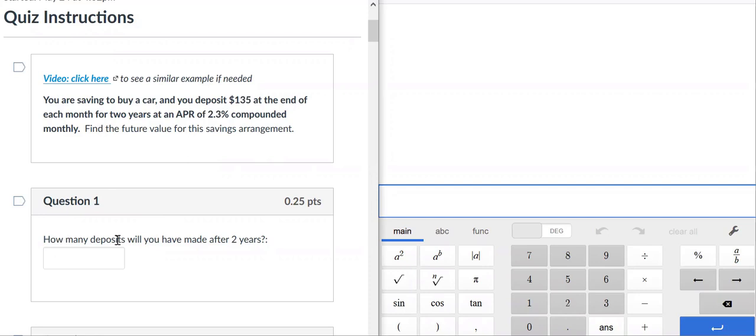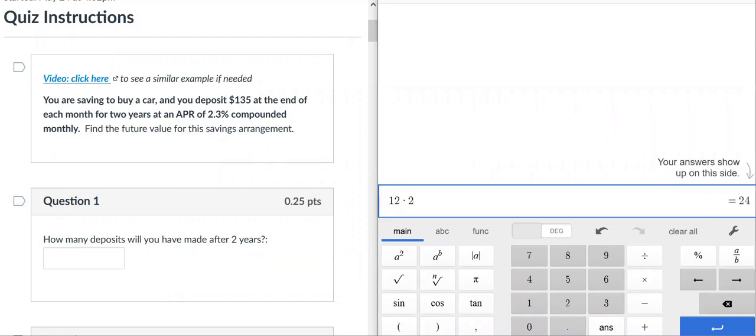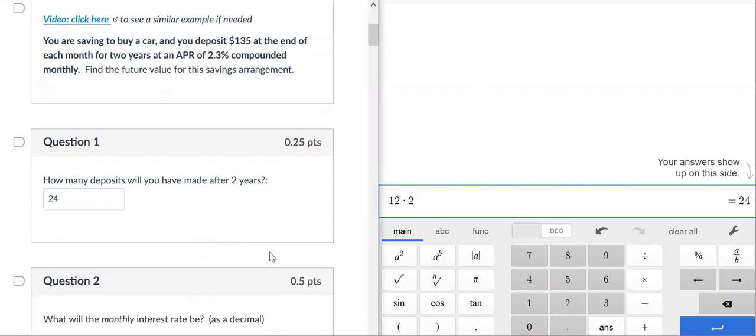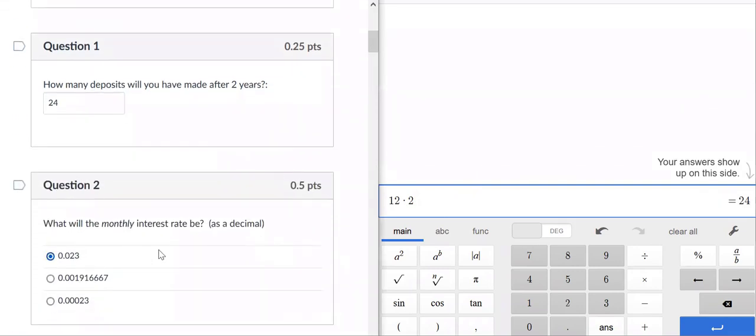So first question, how many deposits will you have made after 2 years? Well, you're going to make 12 every year because it's one per month. So it's just 12 times 2, 24. And I'm using the Desmos scientific calculator, by the way, which is free online. So 24.